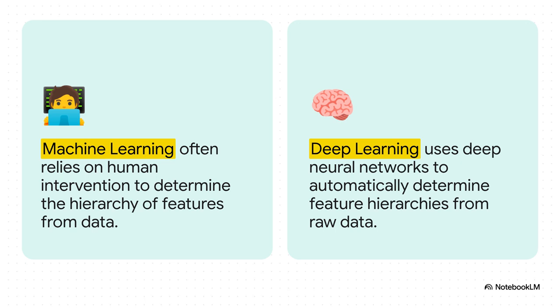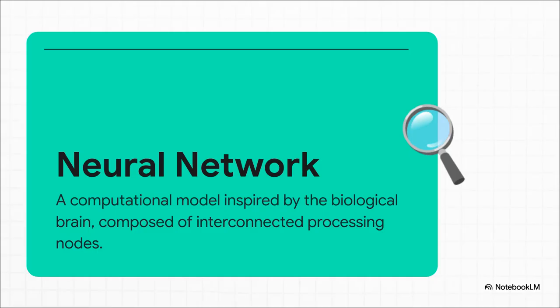Deep learning takes it a step further. It uses deep neural networks to discover those features all by itself, directly from the raw data. It's the difference between giving a chef pre-chopped ingredients versus just handing them the whole vegetable. And right at the heart of deep learning is the neural network. It's a computational model inspired by our own brains. It's made up of interconnected nodes, or artificial neurons, all organized in layers.